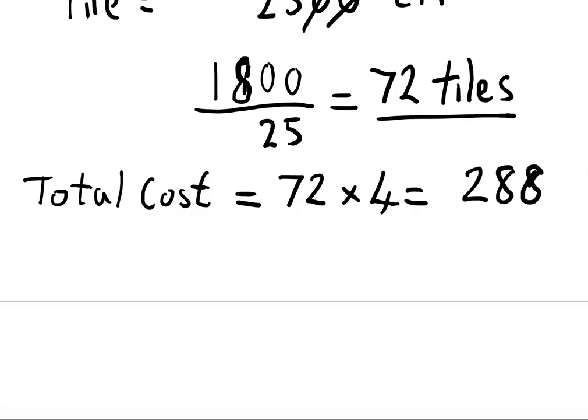Remember, get the units in. It's not miles, it's not dollars, it's pounds, and that gives us our extra mark. So the total cost of tiling the wall of Molly's bathroom is £288. Yep, quite a tricky one, quite a lot of working out in that.